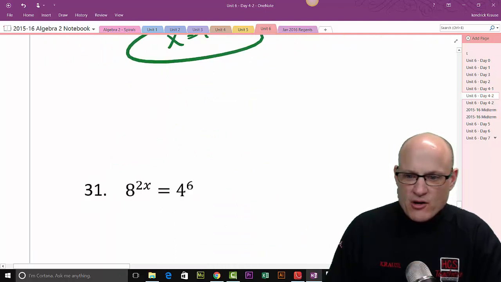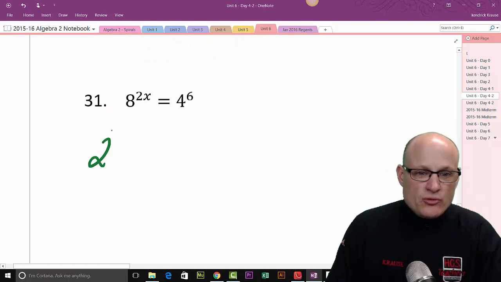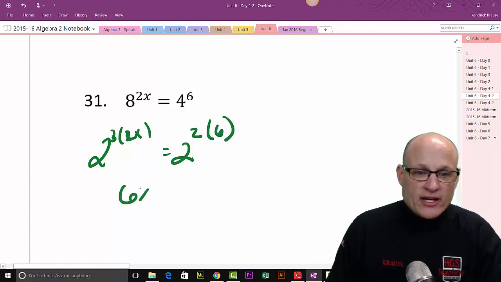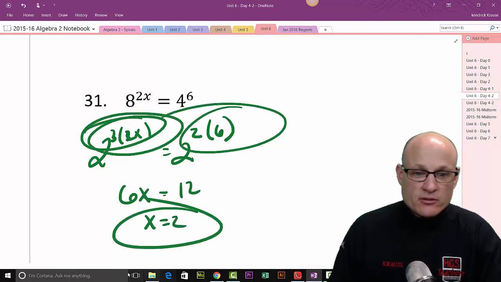All right. There are a few that are difficult. This one's not. This is 2 cubed to the 3x, or 2 to the x, equals 2 squared times 6. Okay? So this is 6x equals 12, x equals 2. Because 6x right here, 12 equals here, done.